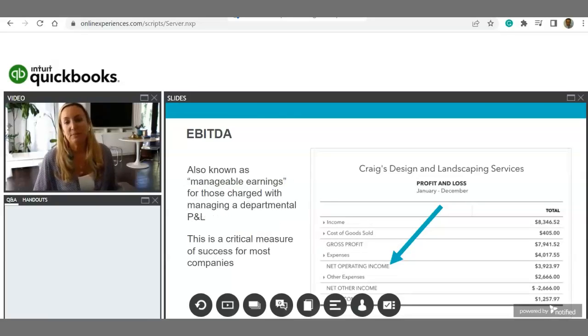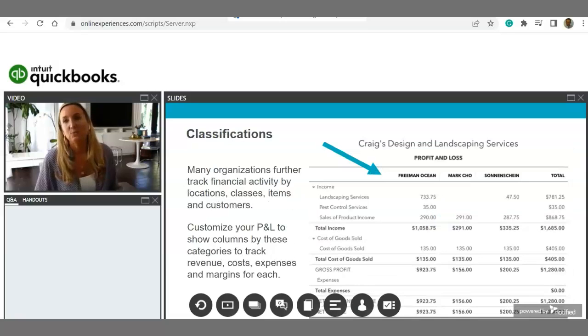So EBITDA is used to manage spending and to determine the earnings potential of the company. And we're going to see it come up in a little bit when we talk about some ratios, because it's one of the factors that we'll use in some ratios.